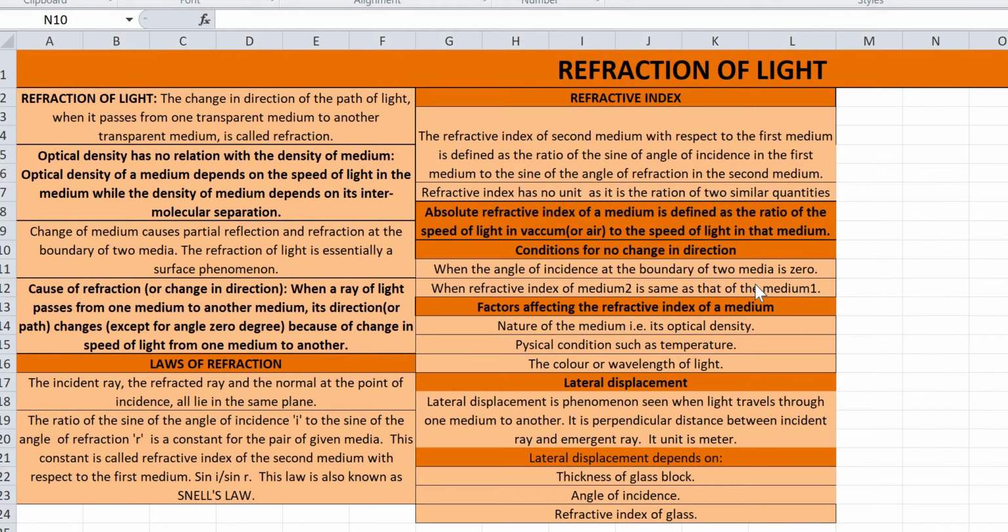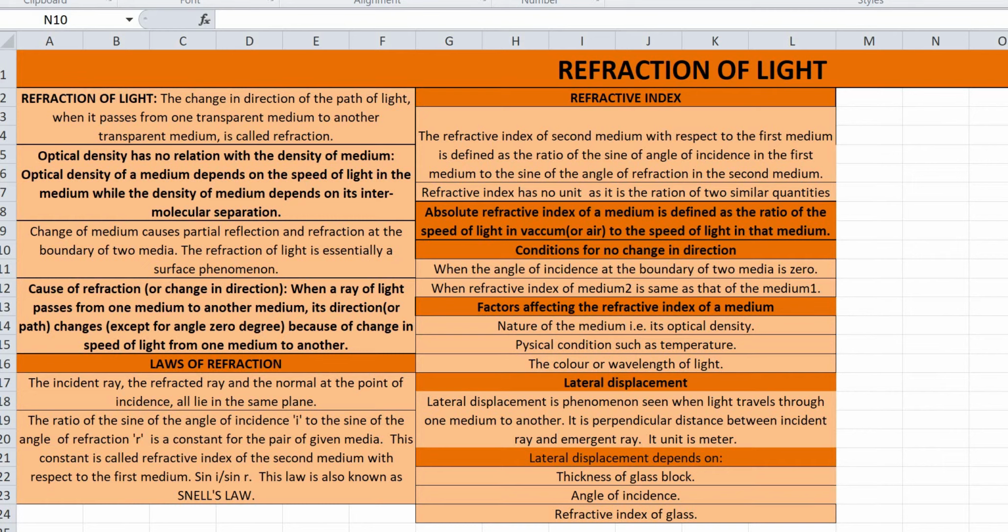Now we have factors like change in speed, direction, and wavelength of light due to refraction. Due to the change in speed of light in passing from one medium to another, the direction of the ray of light changes, except if the incident angle is equal to 0.